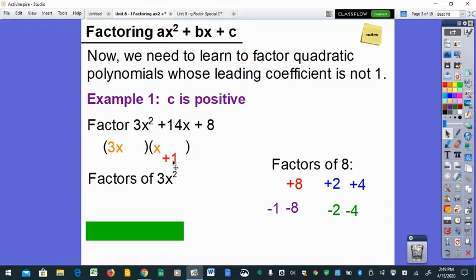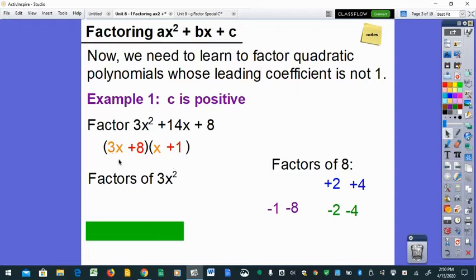So I'm going to put the plus 1 in the first binomial and the plus 8 here. I just want you to see how this 3 is going to have an effect. I'm going to check the OI, the outer and the inner, to see if I get the 14. When I take 3 times 8, I have 24x on the outer and 1x, which would make 25, and that's not the 14x. Before I throw this pair away, however, I need to switch them, because that 3 out in front is going to have an effect.